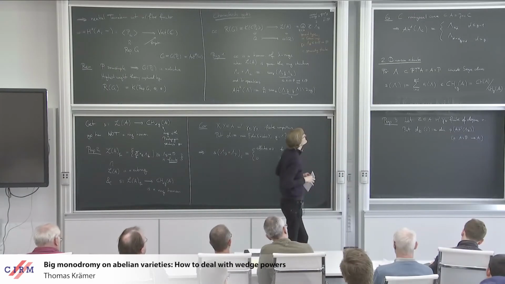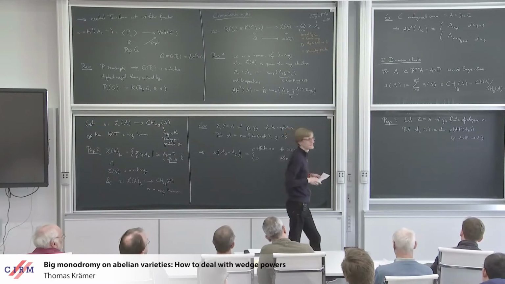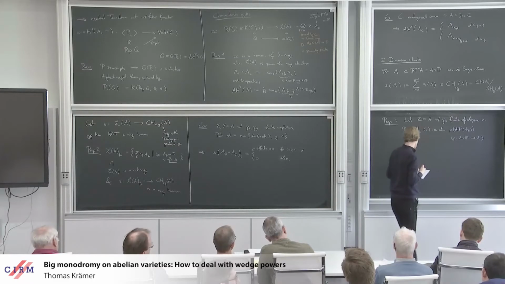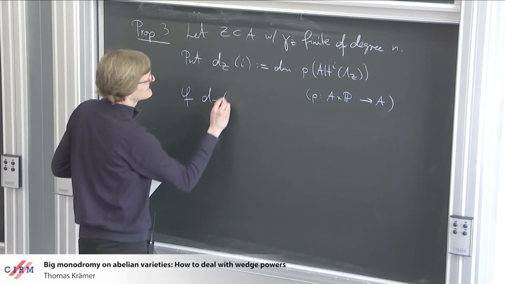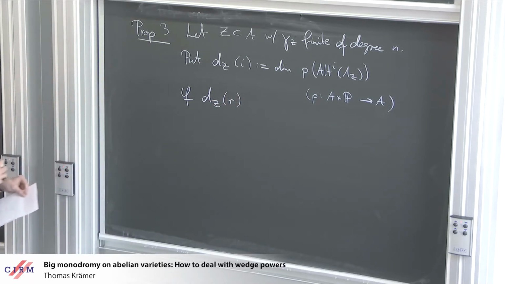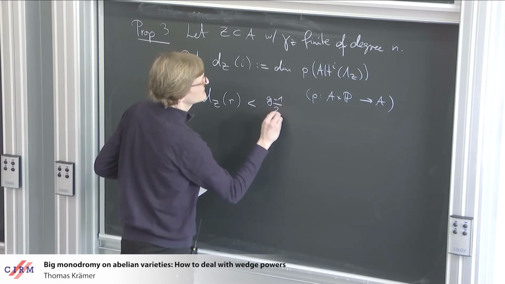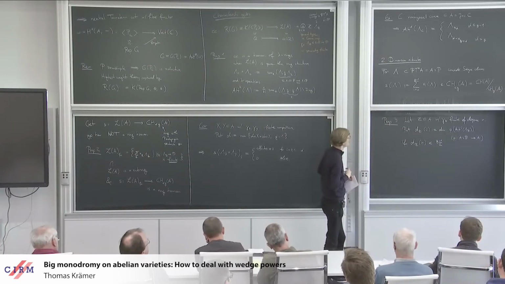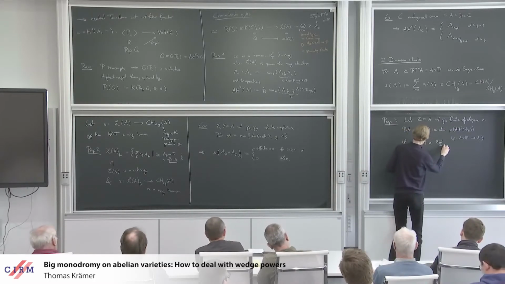So in this curve example, if you take Z to be the curve, d_Z(i) would be i for i at most g minus 1, and then it would go down again. So that's the dimensions we want to control. And what we get is, if there exists an index r such that d_Z(r) is less than (g minus 1) over 2, so this r here would be the wedge power which we have in Theorem B.